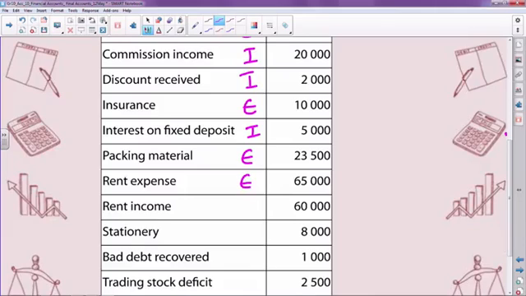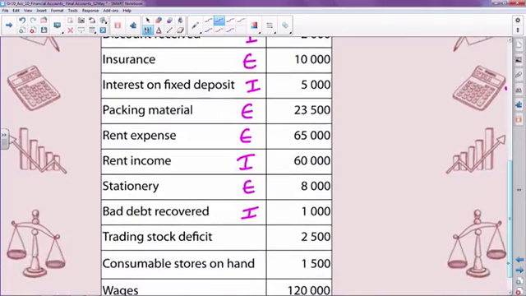Rent expense, expense. Rent income, an income. Stationery, an expense. Bad debts recovered, an income. Trading stock deficit, an expense on the debit side. Consumable stores on hand, no entry because it's an asset. And then the last one, wages, an expense.